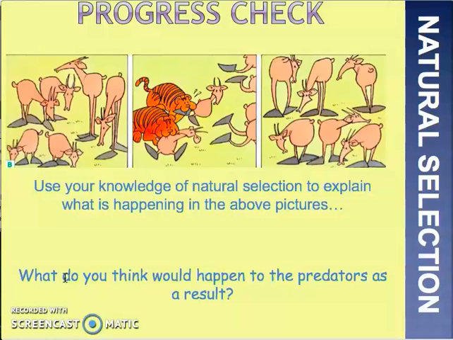Okay, now have a go at using the 4 points from the previous slide and answer that question. Use your knowledge of natural selection to explain what is happening in the above pictures. So make sure you include a point about variation, a point about survival, one about reproduction, and then one about those successful alleles. Okay? 4 or 5 minutes, off you go. Pause the screencast.